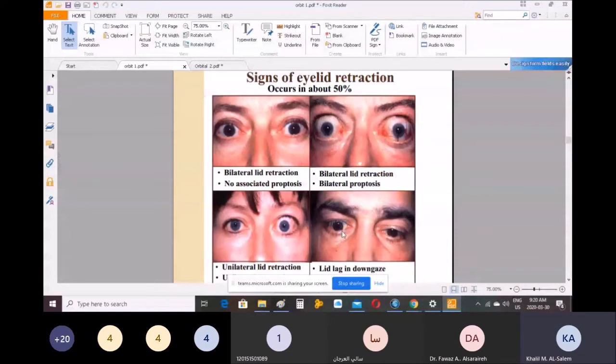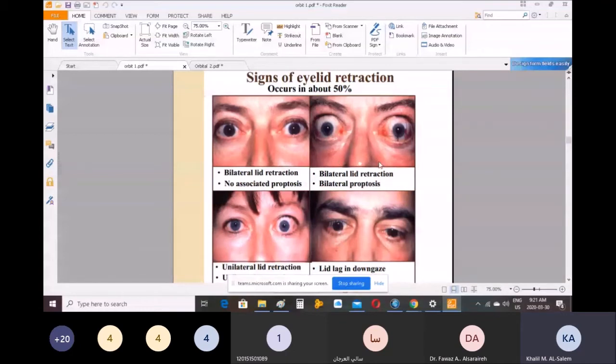We don't know, because we talked about the difference between lag and retraction being the time. And according to the picture, you cannot really judge. You have to see the patient. You have to see the lid going down. If the lid doesn't go down, this is also retraction.